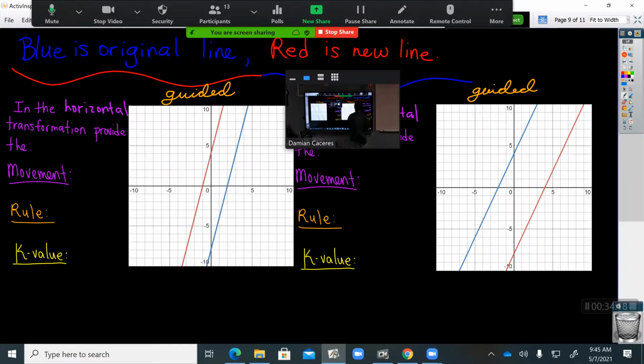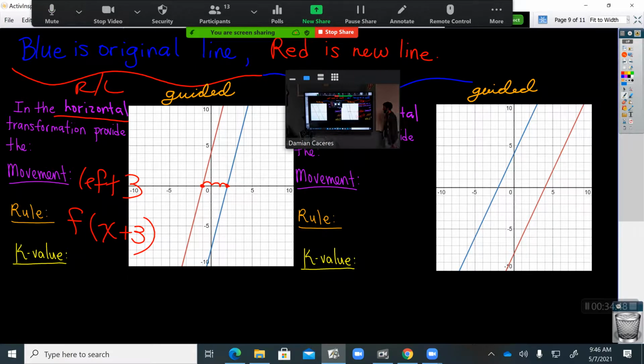So over here, let's do it. We're thinking now horizontally. Horizontally is only right or left, so we're not thinking up or down anymore. So over here, from the blue line to the red line, is it left or right? Left 3 units. So here, left 3. Yes. So now here on the rule, f of x plus 3 because left is positive, and then the k value is positive 3. The number you're looking at. That's it.